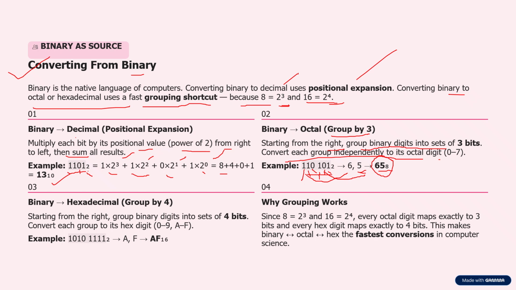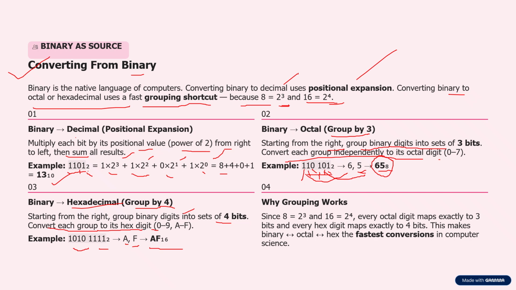Similarly, like octal, if we convert binary to hexadecimal, instead of grouping by 3, we group by 4. Starting from the right, group binary digits into sets of 4 bits, and each group gives a hex digit, 0 to 9, A to F. For example, converting 10101111, we get A and F, that is AF base 16, the hexadecimal equivalent.